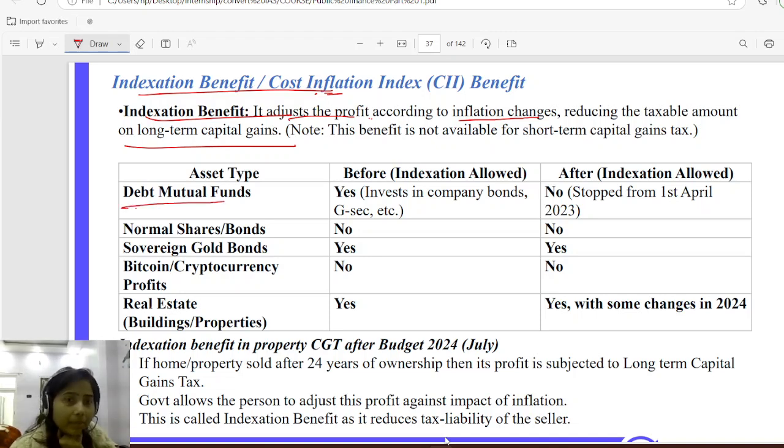Then debt mutual funds. Before indexation, it was allowed. After, no, it was not allowed. Okay. Same thing, you do not need to remember these things. They are not needed. Just try to understand what indexation benefit is.